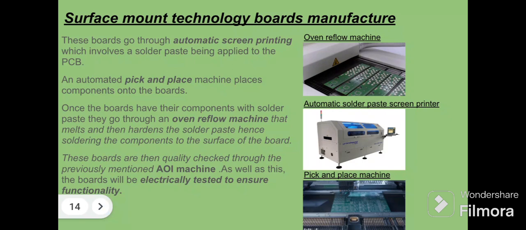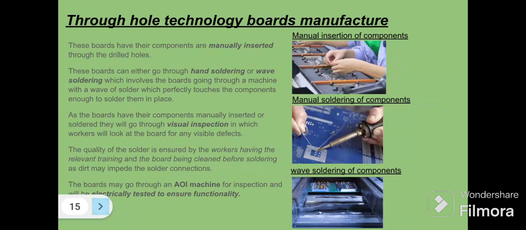Now, surface mount technology board manufacture goes through automatic screen printing involving a solder paste being applied to the PCB, an automated pick and place machine putting the components on the boards, an oven reflow machine which solders all the components at once, and an AOI machine which is good for inspection. And as I said before, as you can see here, surface mount is just really helpful in manufacturing, as you can get a lot of the steps done really quickly.